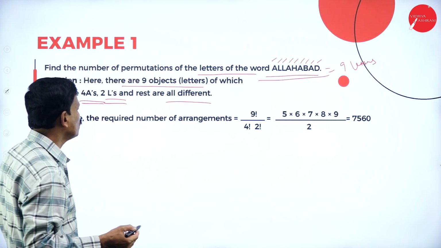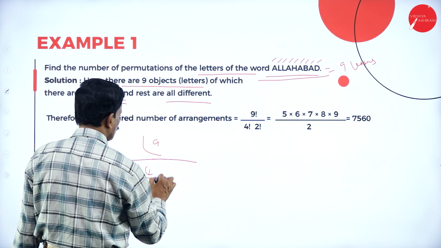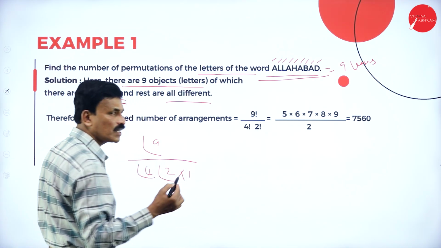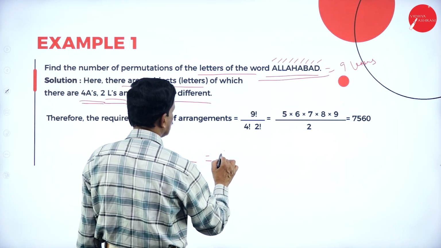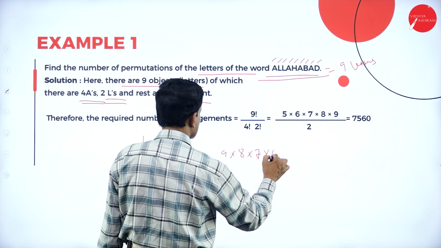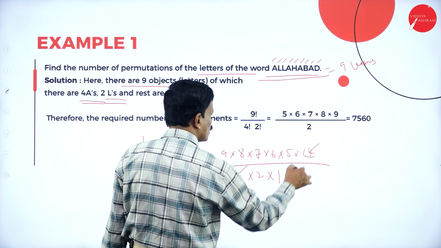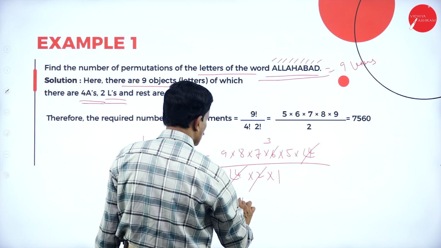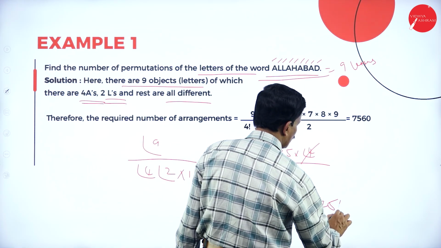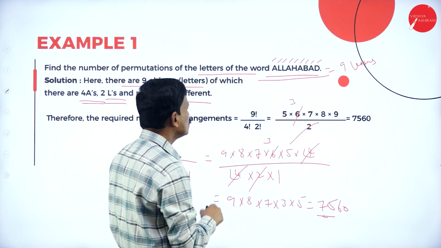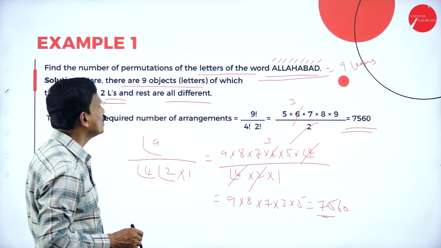So the required number of arrangements, how many letters are there? 9. That is factorial n divided by factorial of how many A's are there? 4, into factorial of L, which is 2, into the remaining 1 factorial. So the arrangement is 9 factorial divided by 4 factorial into 2 factorial. 9 factorial can be written as 9 into 8 into 7 into 6 into 5 into 4 factorial divided by 4 factorial into 2 into 1. 4 factorial gets cancelled, 2 and 3 get cancelled. What is left over is 9 into 8 into 7 into 3 into 5, which is equal to 7560. So that is 5 into 3 into 7 into 8 into 9, which is 7560. This is the number of permutations of the letters of the word Allahabad.